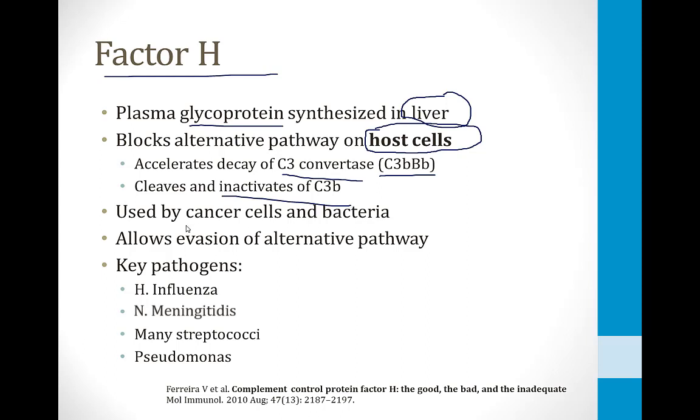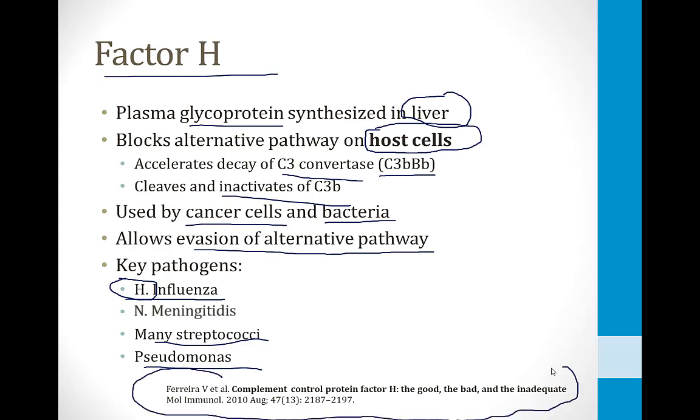What's interesting is there are some cancer cells and bacteria that have evolved mechanisms to pull factor H from the plasma and use it themselves to evade the alternative pathway. Some of the key pathogens that can do this include H. influenzae, and that's easy to remember because it starts with the letter H. Also, Neisseria meningitidis, many streptococci, and Pseudomonas. And there's a nice review article down on the bottom of the screen here if you want to read more about all the mechanisms by which cancer cells and bacteria use factor H to evade the alternative pathway.